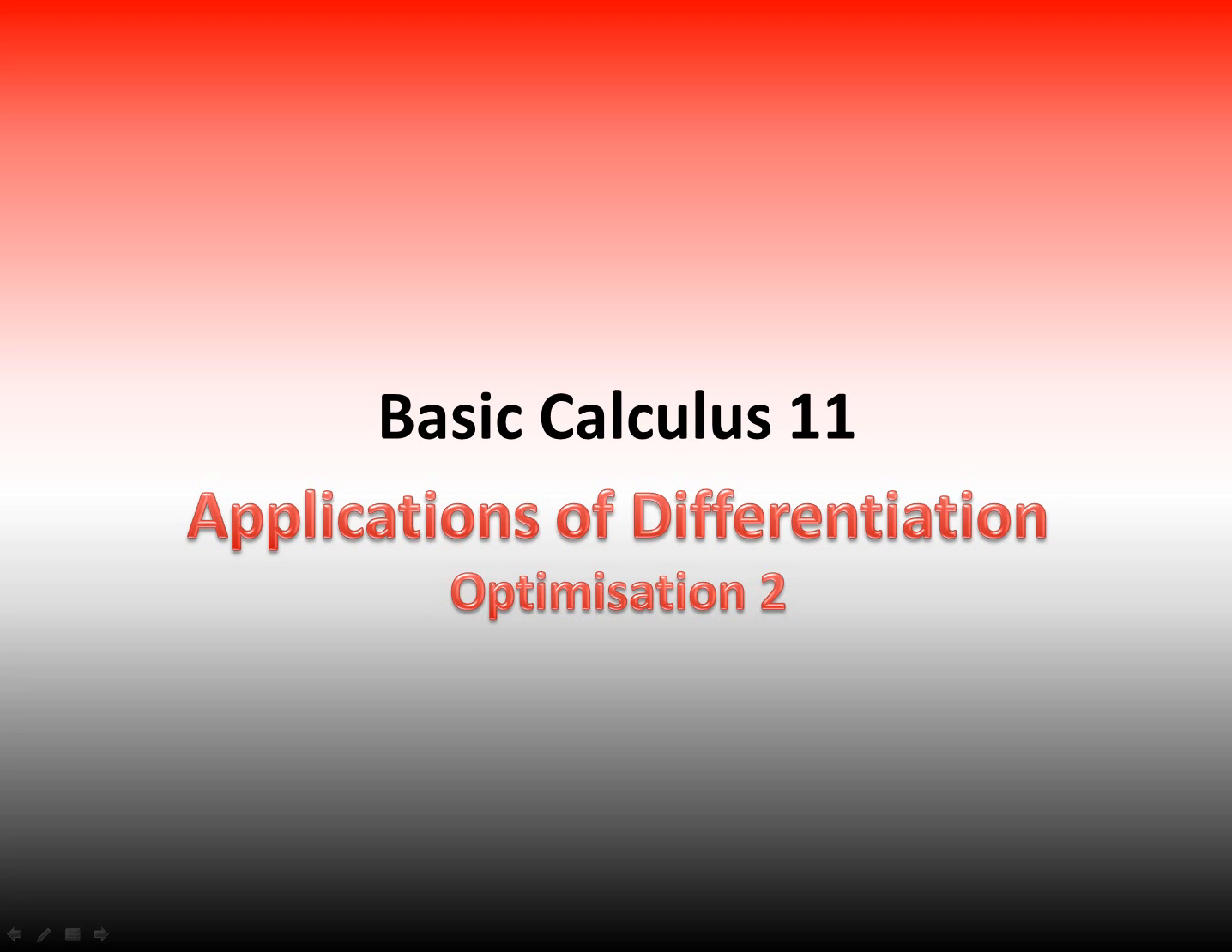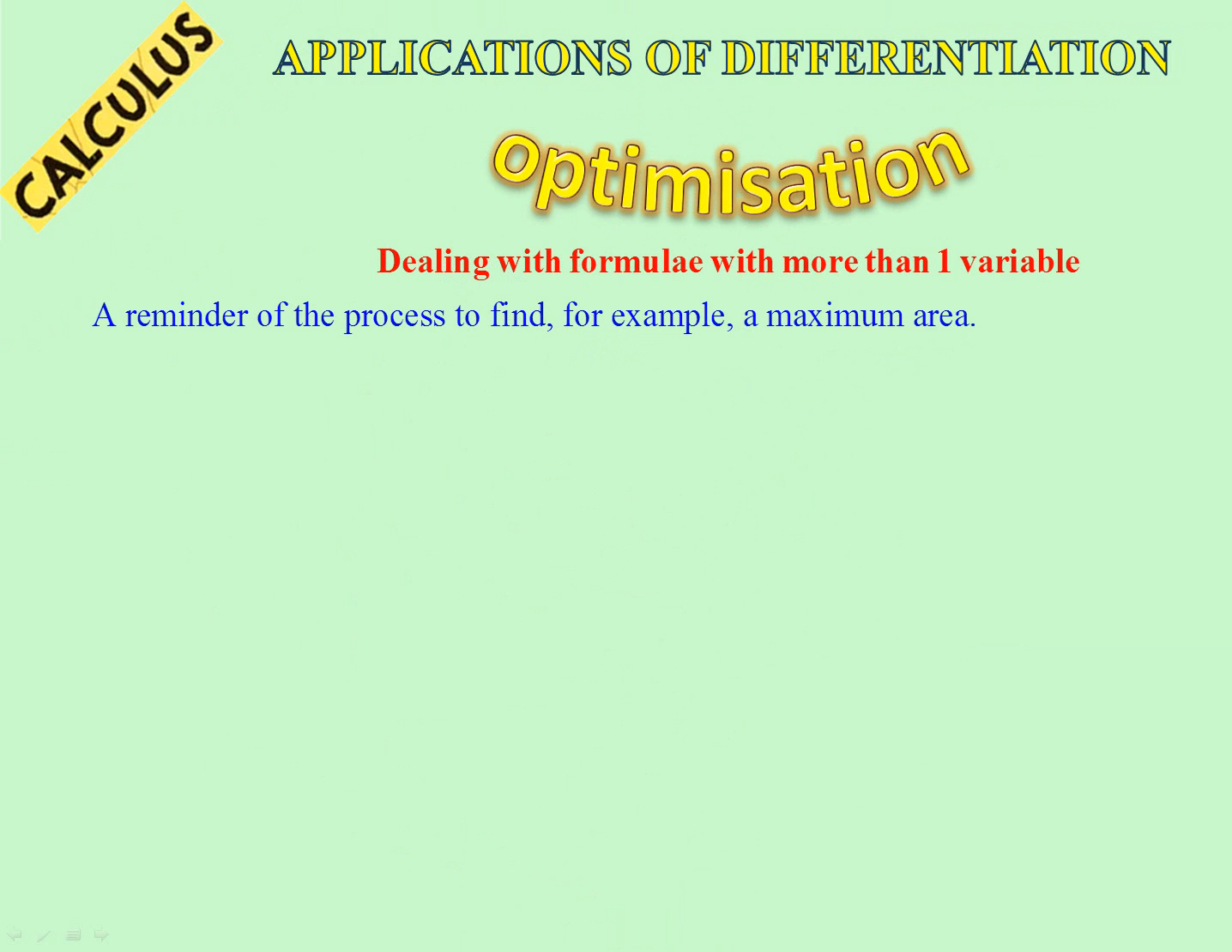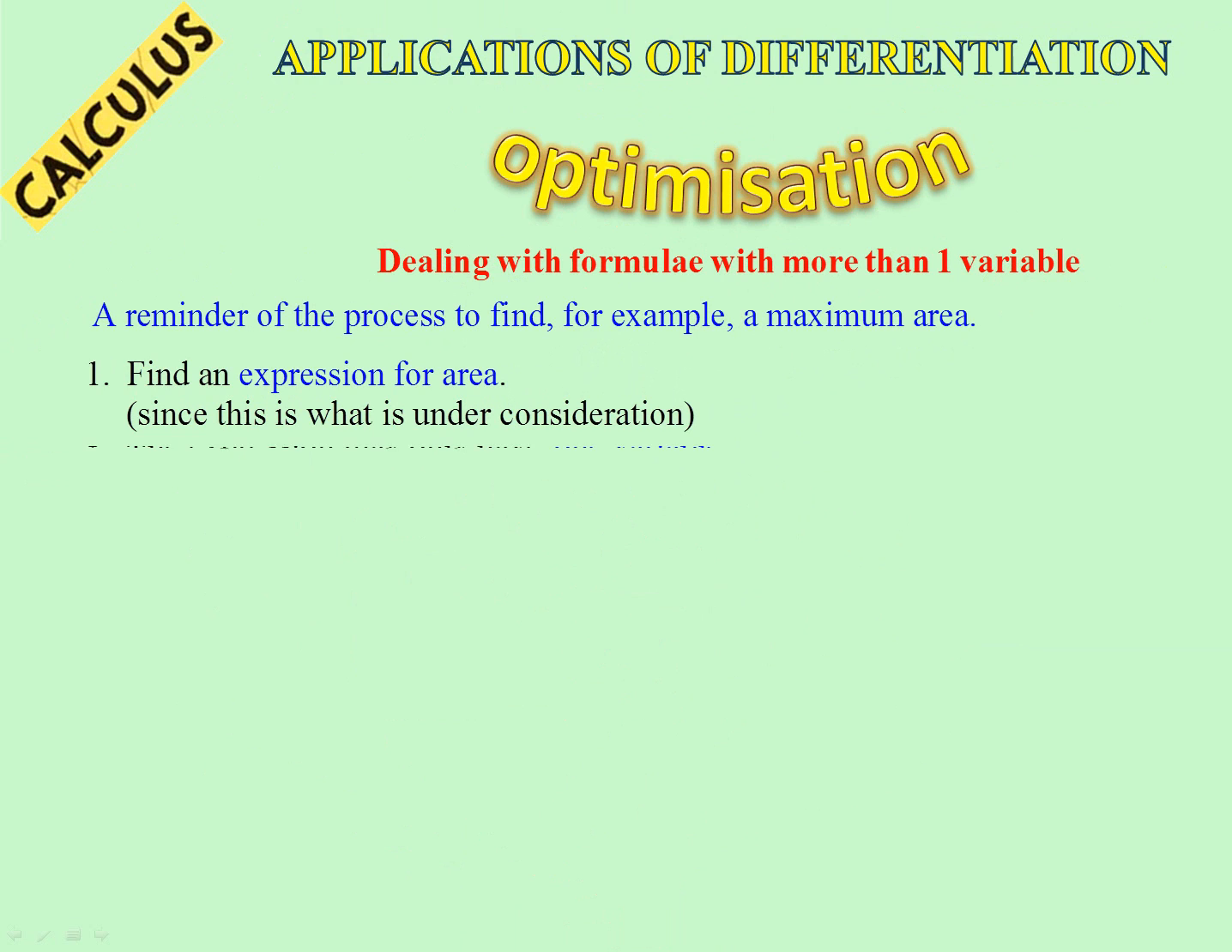Basic calculation, optimization 2. Now we're going to deal formally with more than one variable. Just a reminder, find the expression for area. If you're finding a maximum area, you find the expression for area. It may only have one variable. That's very important. We're going to go more into that now.